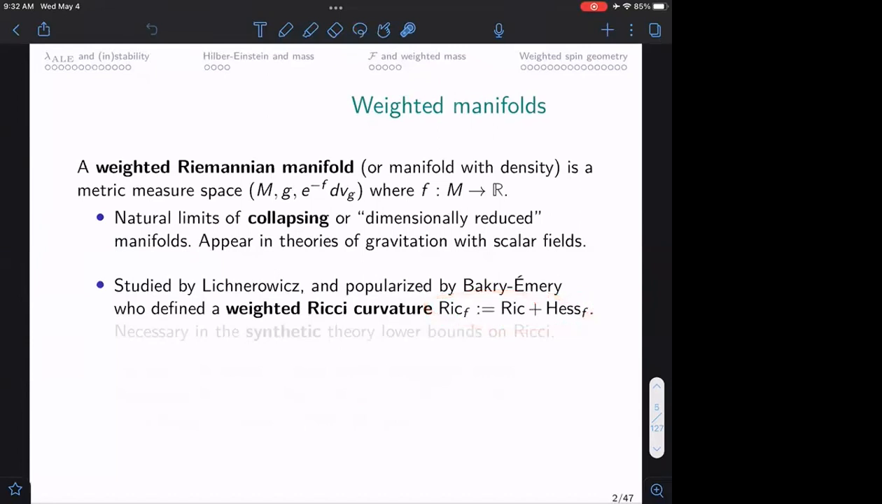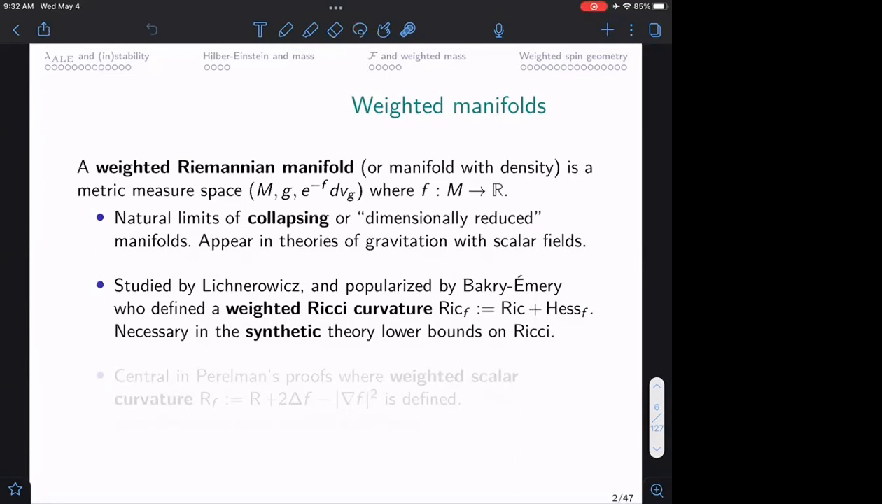Bakry and Émery are mostly known for introducing this weighted Ricci curvature. When you have a weighted Riemannian manifold, the natural thing that plays the role of Ricci curvature is not the usual Ricci curvature, but you need to add this Hessian of f term. This was a necessary definition to even talk about the synthetic theory of lower bounds on Ricci. All of the RCD spaces theory can only work if you take this more general definition of Ricci curvature.